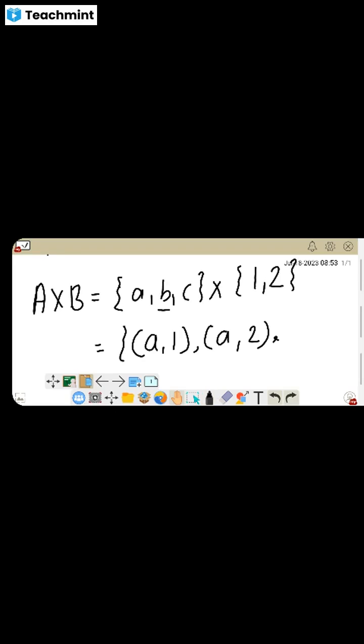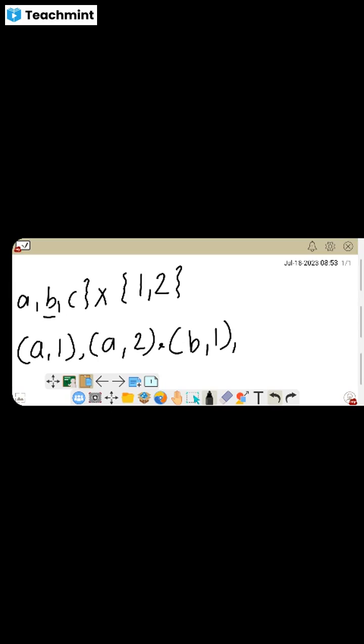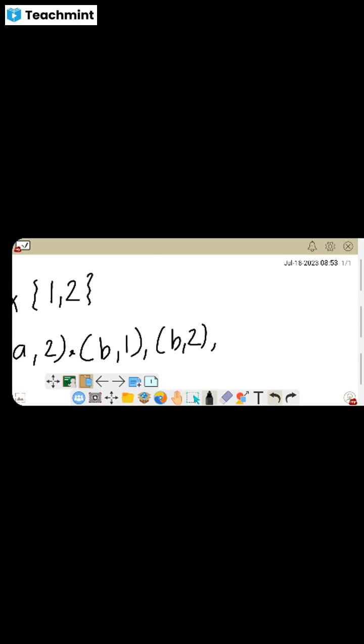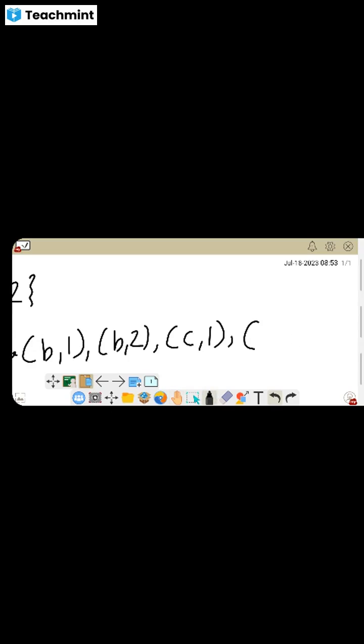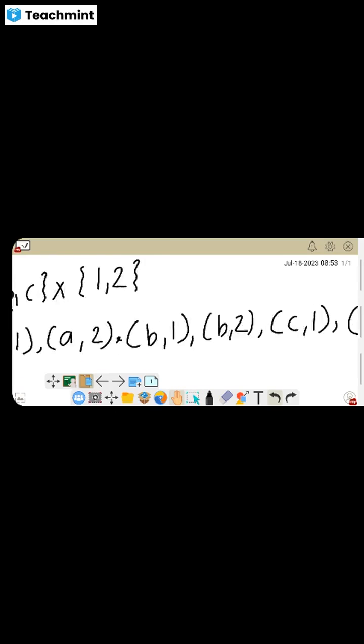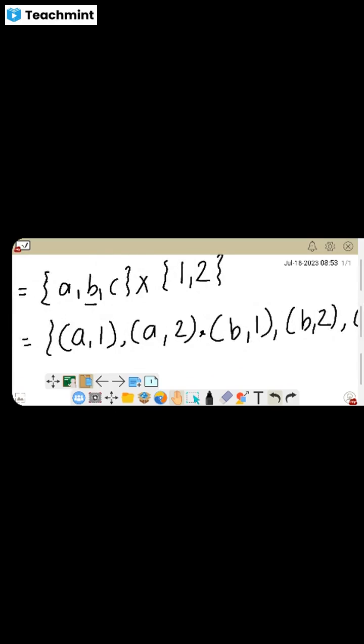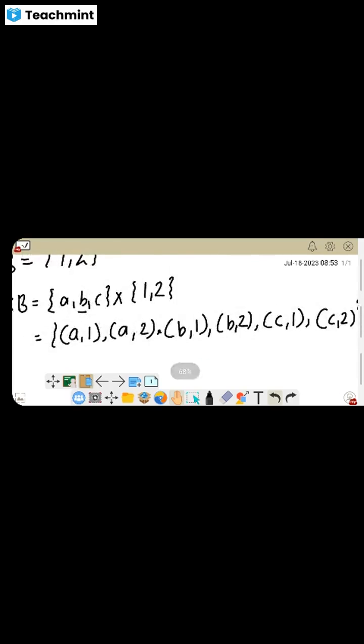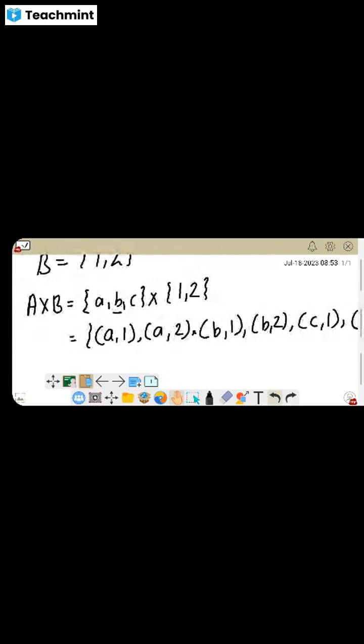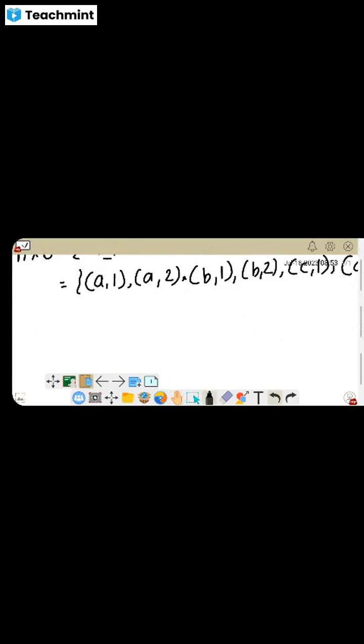Take the next element B, like B comma 1, B comma 2. And now take the next element C with 1 and C with 2. So this is the Cartesian product of A and B. And now let us understand the Cartesian product of B and A.